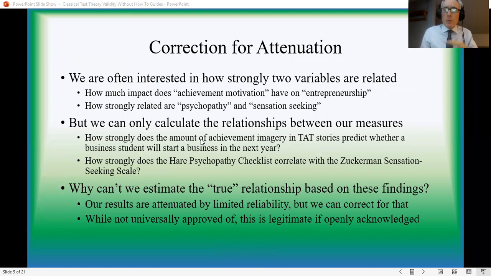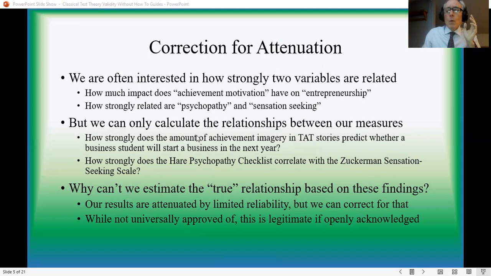We also can, I'll blur through this very quickly because it is addressed in the other presentation, we can make a correction for that if we're interested on a theoretical level in how strongly two variables are correlated. So if, for example, I'm really interested in the relationship between what's known as achievement motivation, the desire to meet or exceed standards, and the behavioral pattern known as entrepreneurship, the tendency to start businesses, start new projects, et cetera, I don't have any direct way of measuring either of those. I only have indirect measures. So I might be using achievement imagery in stories a person has written. I might be using whether they actually start a business in the next year. Both of these could be considered to be fallible from the standpoint of reliability.